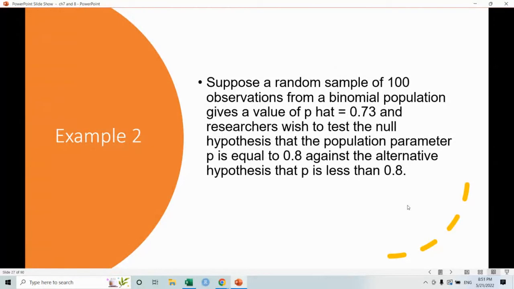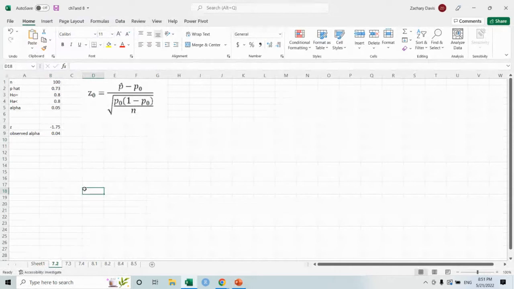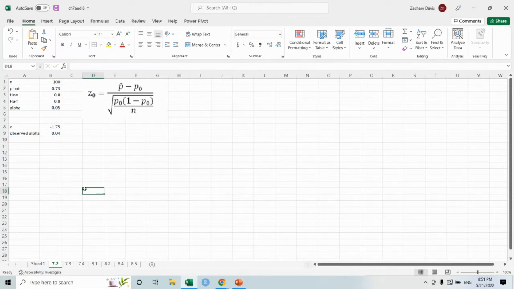Example 2. Suppose a random sample of 100 observations from a binomial population gives a value of p hat equals 0.73, and researchers wish to test the null hypothesis that the population parameter p is equal to 0.8 against the alternative hypothesis that p is less than 0.8. So let's go to 7.2. Noting that p hat equals 0.73, does the value appear to contradict the null hypothesis? The value appears to contradict the null hypothesis because it satisfies the alternative hypothesis and is not very close to 0.8. So we can calculate in Excel the test statistic.